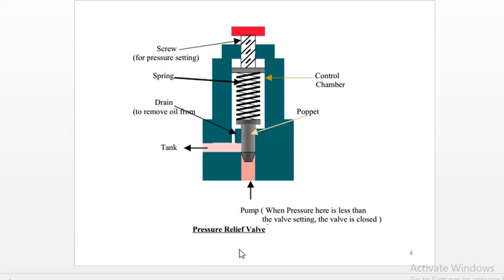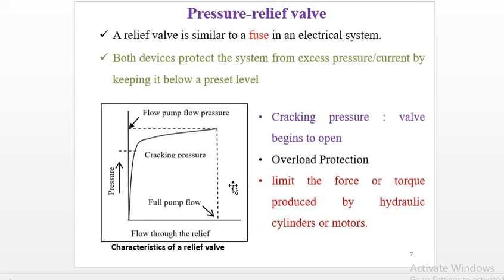So this is another diagram. This is from the pump and this is to the tank. We can set the value by the adjusting screw, by setting the spring compression on the poppet, and the pump flow will not open to the tank, and this will be the system line on which the system will work. So this is the working principle of the pressure relief valve.